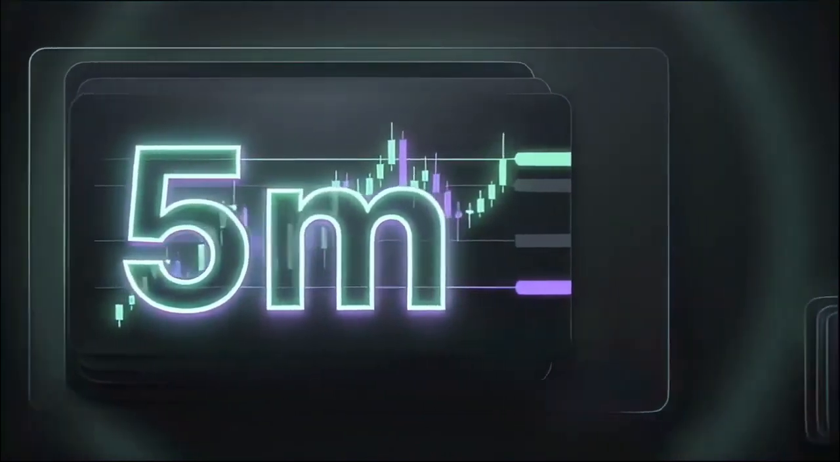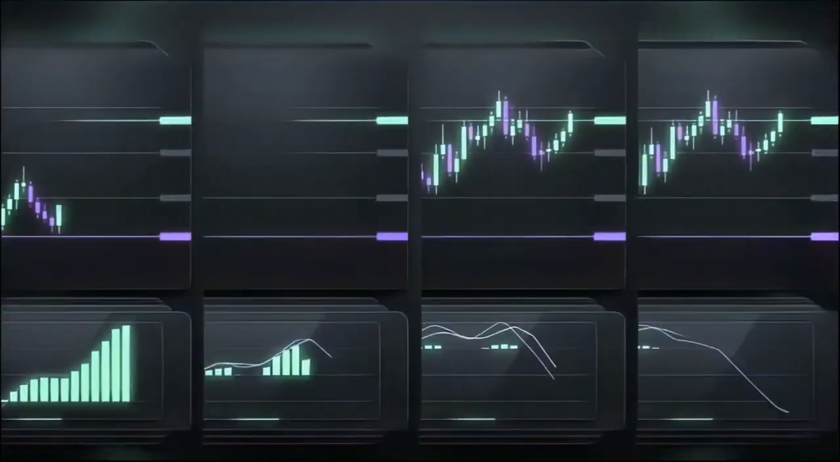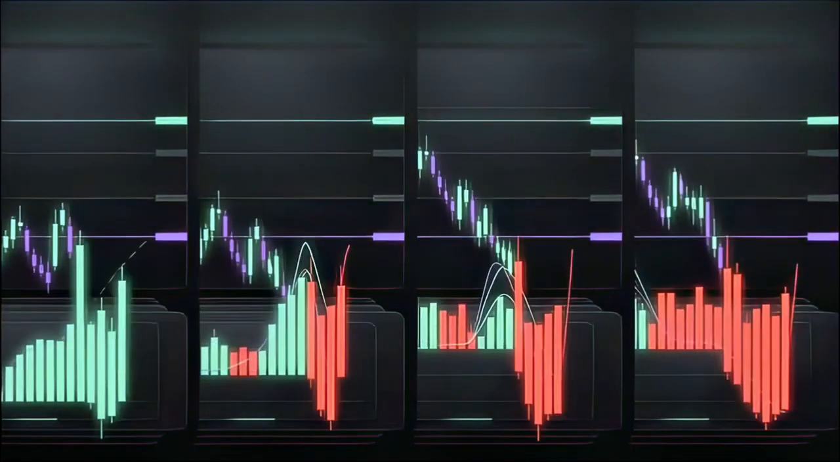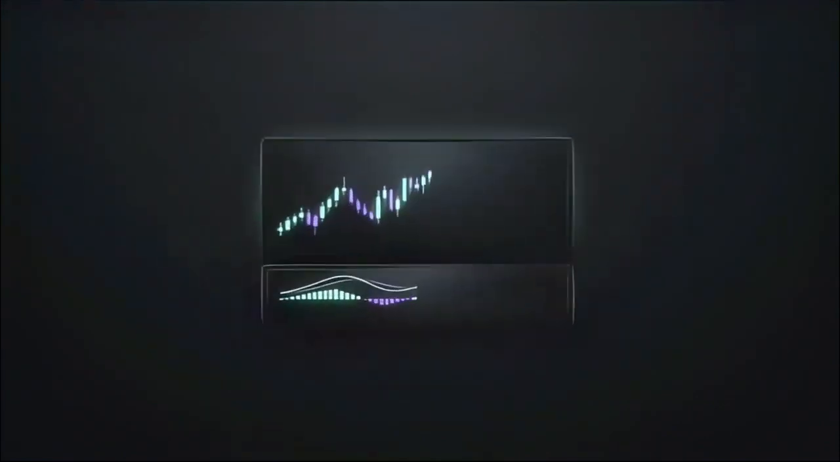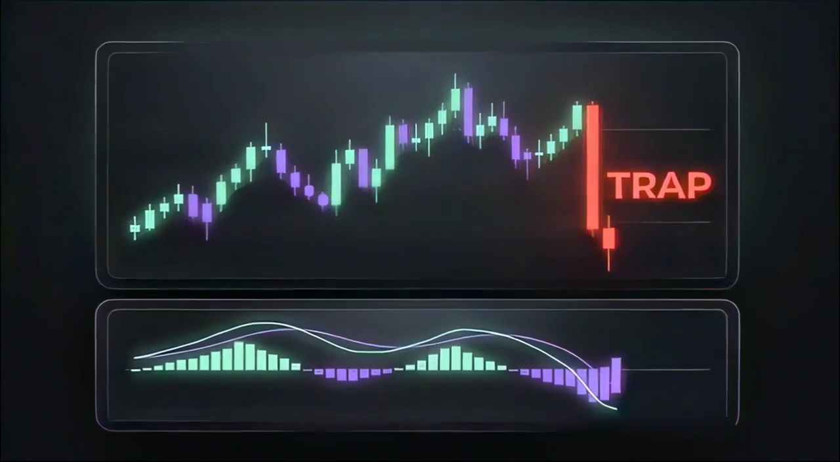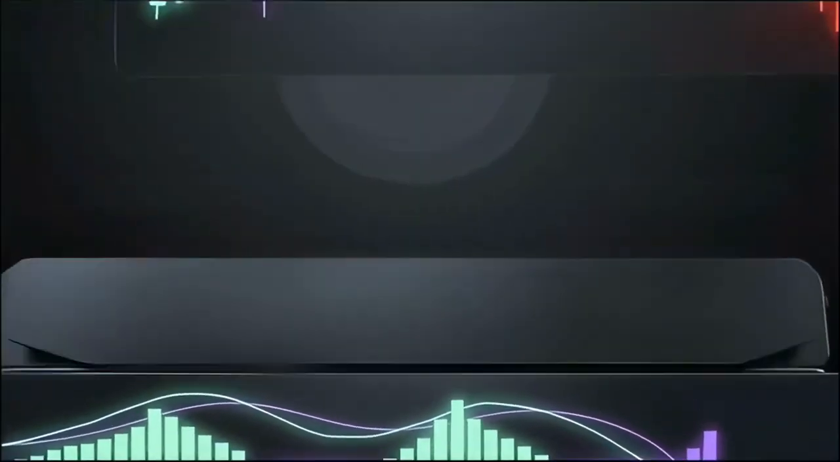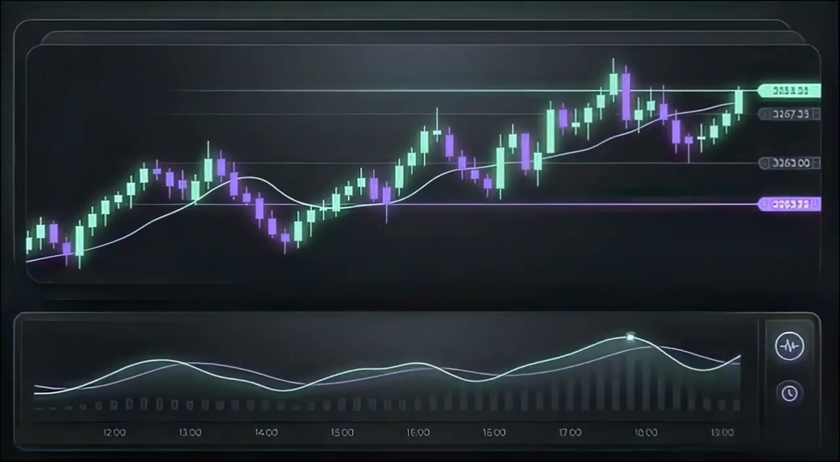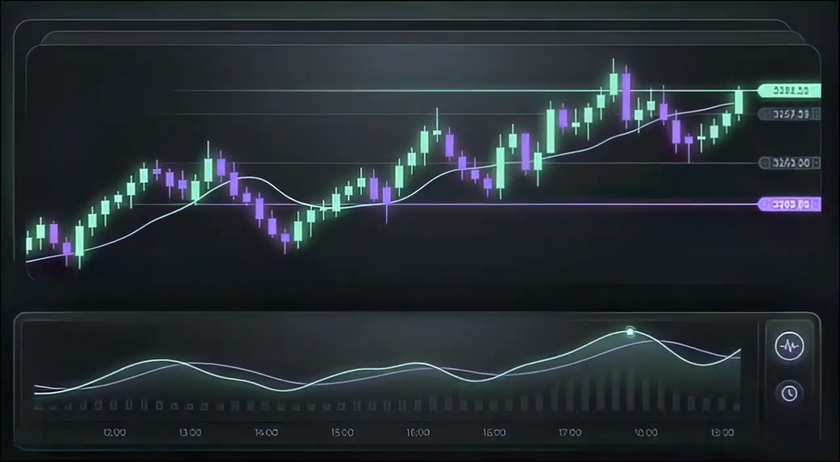Here is your problem. Price pushes above a level, your momentum indicator flips green, and you buy, and half the time price snaps straight back and stops you out. That is a trap, and it happens because momentum turning up tells you the move started, but it says nothing about whether anyone is actually behind it. A breakout with no participation is just a few orders nudging a quiet market.